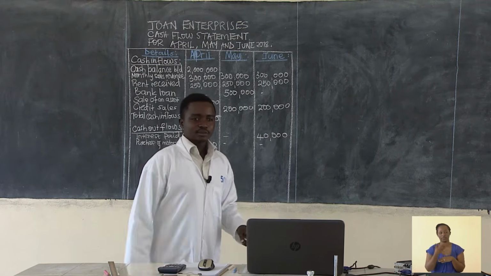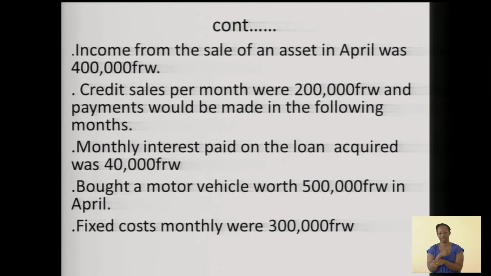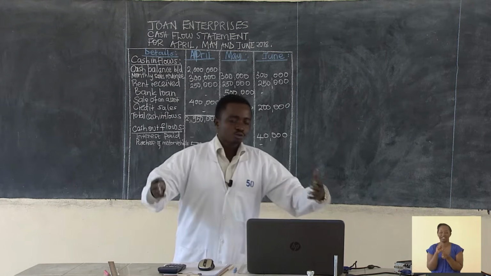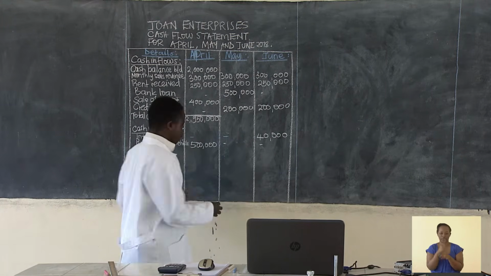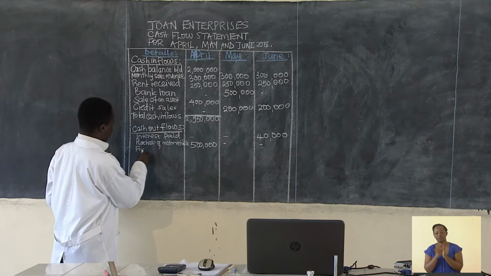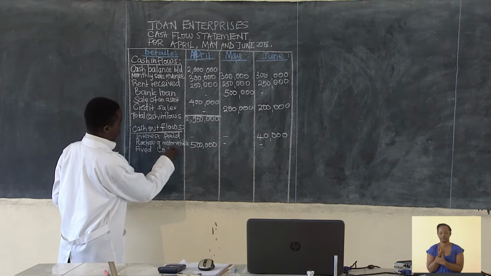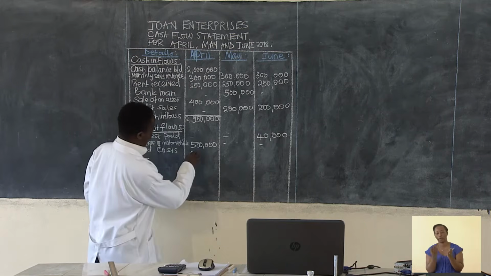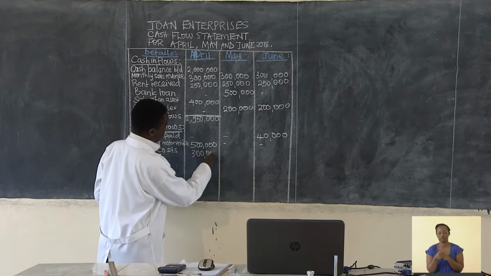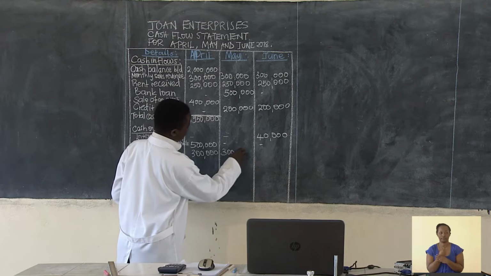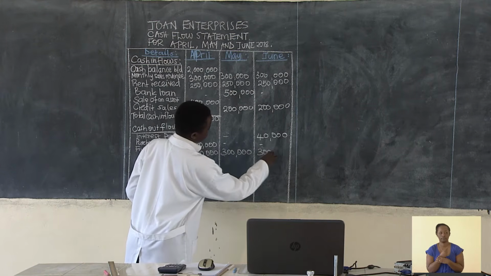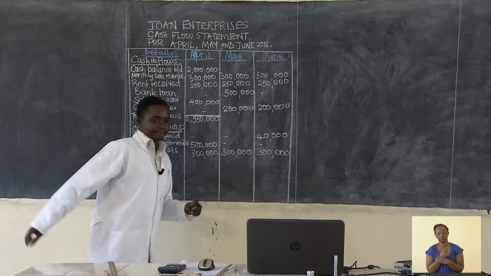Then we have fixed costs monthly. Fixed costs monthly, we are projected at 300,000. Remember what you talked about when it comes to fixed costs and a break-even point. Senior 4. Costs which don't change with output level, which include the rent expenses. So these ones, the fixed costs were projected at 300,000 monthly.